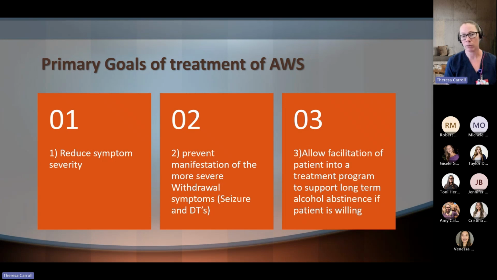because our goals are to reduce the symptom severity, prevent the manifestation of the more severe symptoms like seizures and DTs, and if possible, allow facilitation of a patient into a treatment program to support long-term alcohol abstinence if they're willing. So that's when we really want to get our social work case management, substance use disorder navigator, our SUDS person in to work with them. If we're going to go through all this effort to get them detoxed, or even if they're here for something else and we're just managing their detox, you never know when that drop in the bucket is when they're ready to get into treatment. So we want to always make that available to them to the best of our ability.